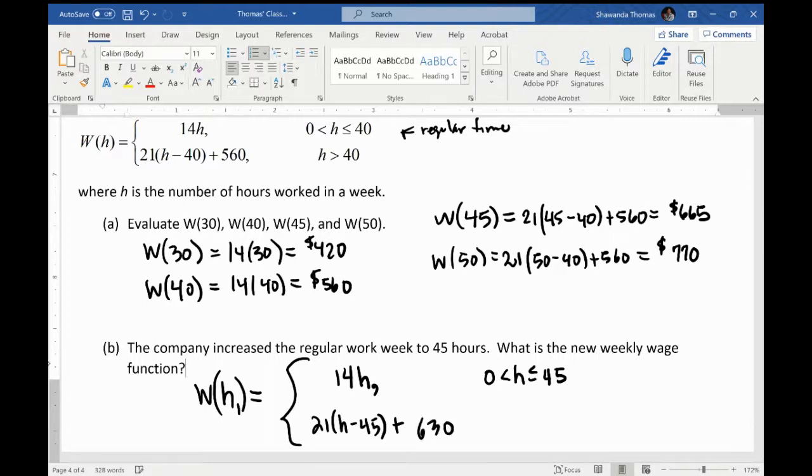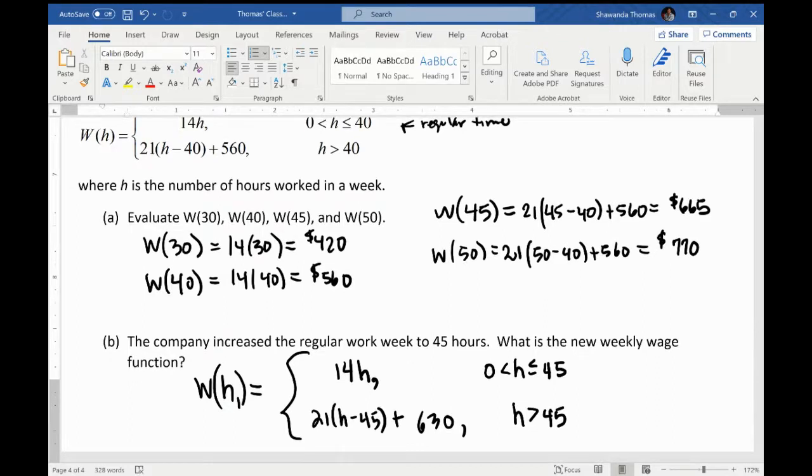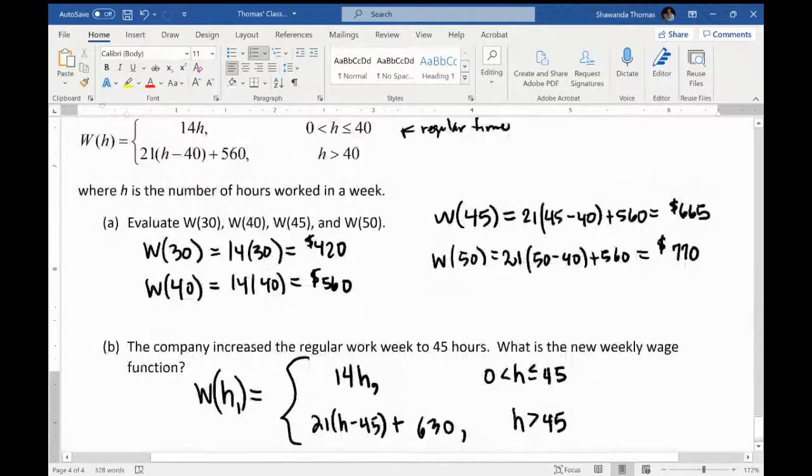And on this side over here, on the right side, what would we put here? H is greater than 45. Good, good. So I think that's part of a homework assignment. Well, homework question. I didn't do all of it, but that's part of it.